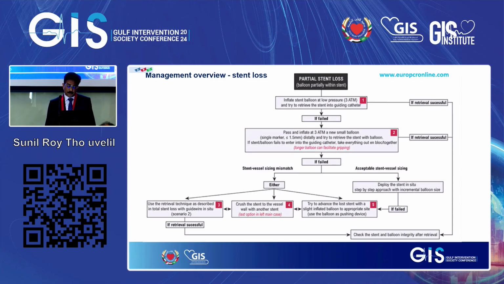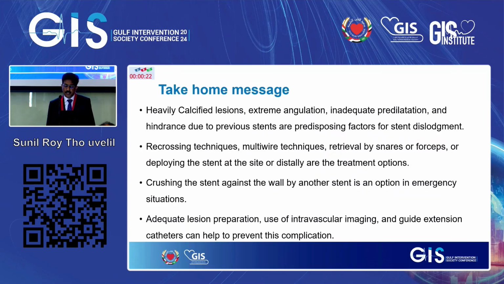And this is the algorithm suggested by EuroPCR in partial stent loss. If the balloon is inside, inflate it to a small 3 atmospheres and try to retrieve it. If retrieval is successful, that's okay. If it fails, pass and inflate a 3 mm balloon and try to push it, and then see whether the vessel size matches or mismatches. If the vessel size is matching, maybe we can deploy it and use another stent in the area where we are supposed to put the stent. If there is a stent size mismatch, then use a retrieval technique and either snare it or use a biotome or forceps to remove it. And if that fails, then the last option will be to crush the stent, and this will be a last option in case of left main stent.